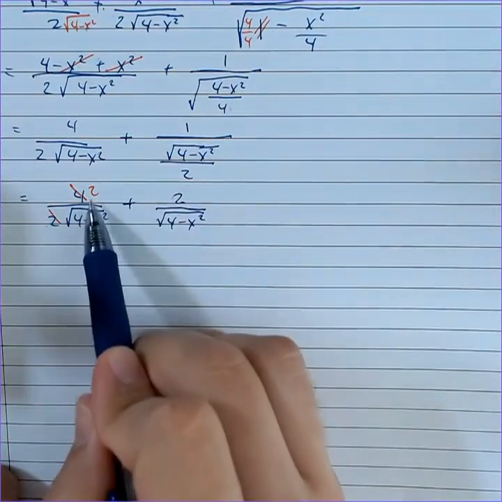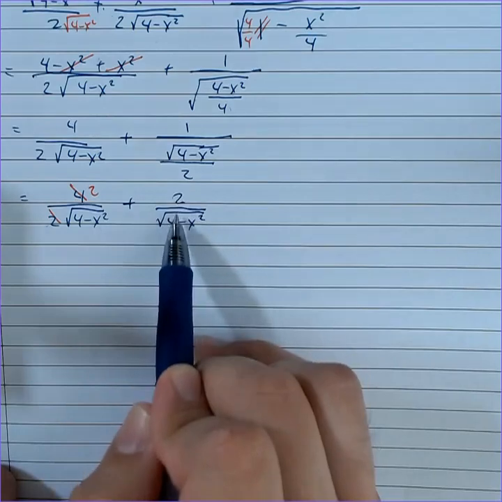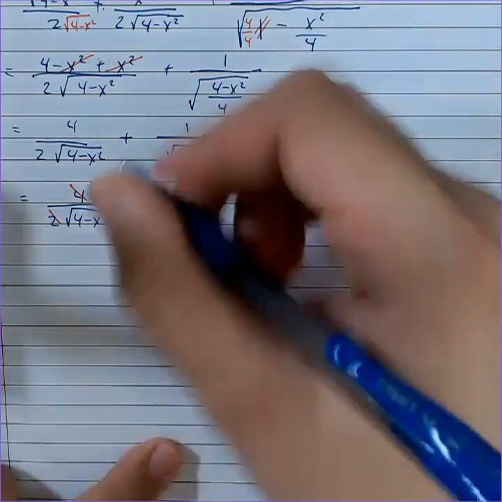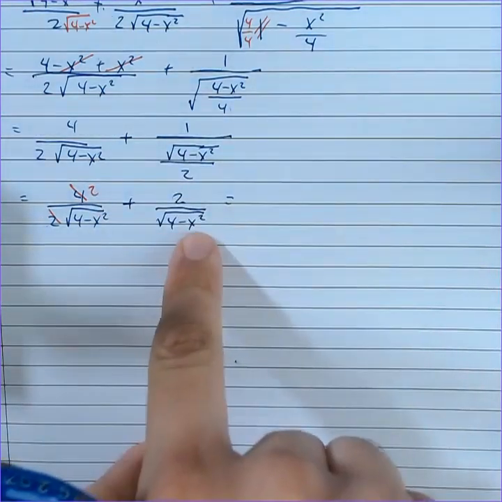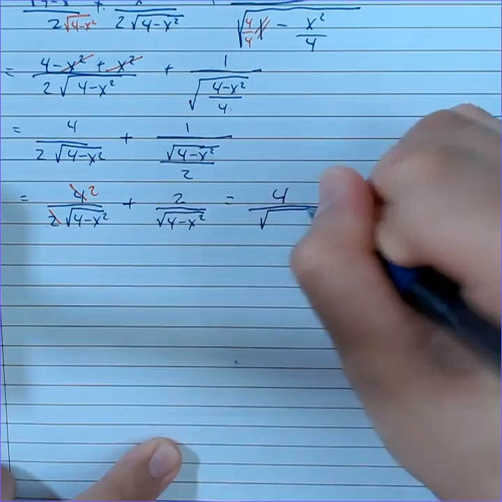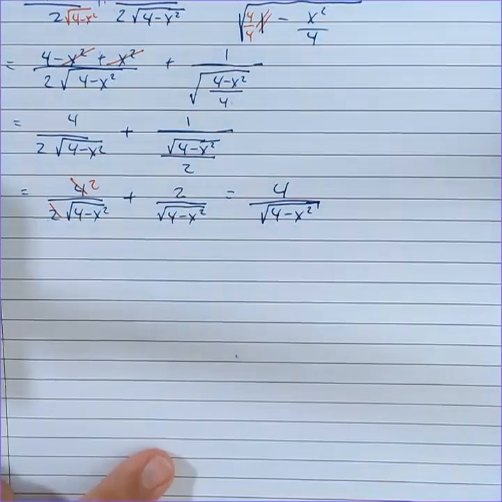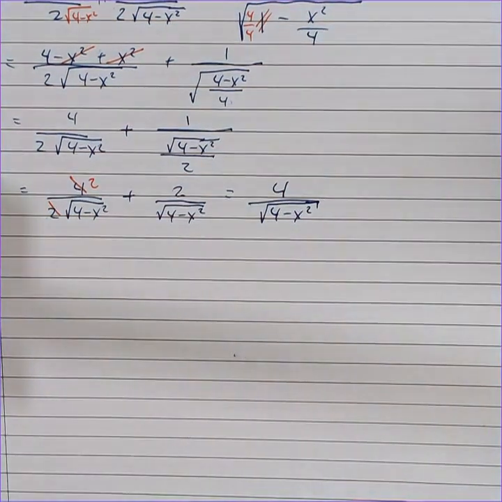So now I'm left with 2 over square root of 4 minus x squared plus another 2 over square root of 4 minus x squared. And since they have a common denominator, I can merge their numerators as 4 over the square root of 4 minus x squared. Okay. And just a quick review, let's see here.